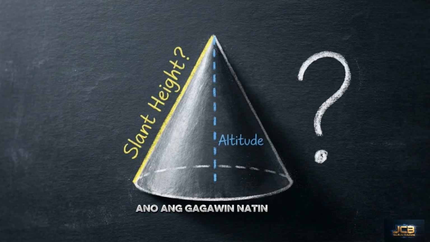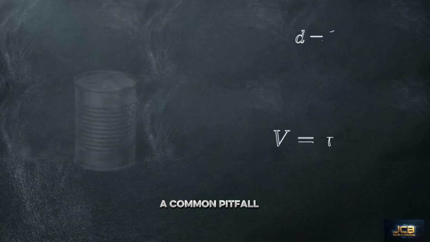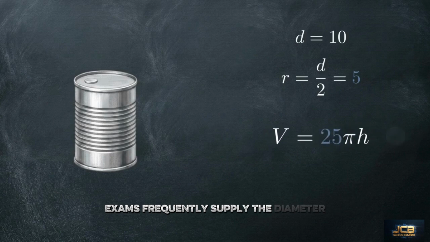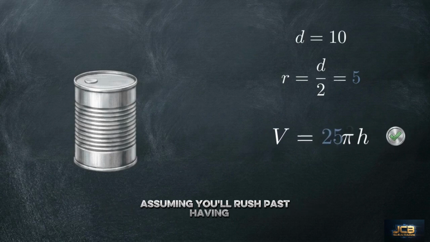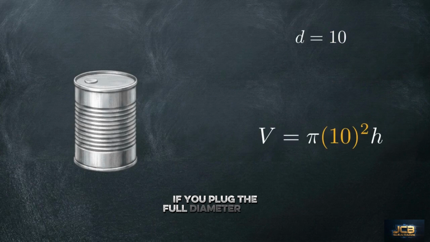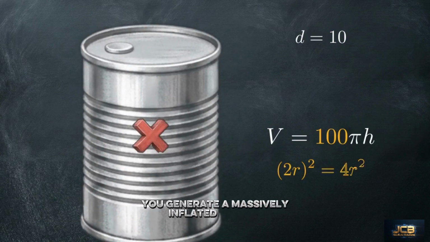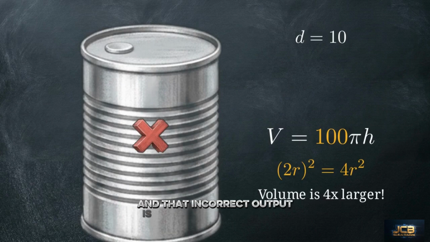Ano ang gagawin natin dito kapag binigay ang slant height instead of altitude? A common pitfall is the diameter-radius mismatch. Exams frequently supply the diameter, assuming you'll rush past having it. If you plug the full diameter into pi r squared h, you generate a massively inflated volume, and that incorrect output is almost always waiting in the multiple choice options.